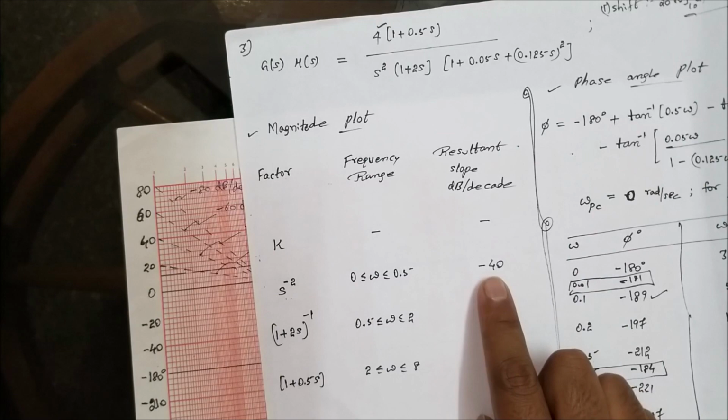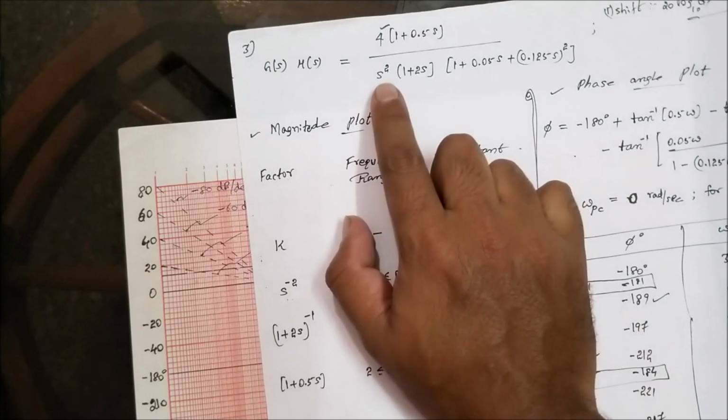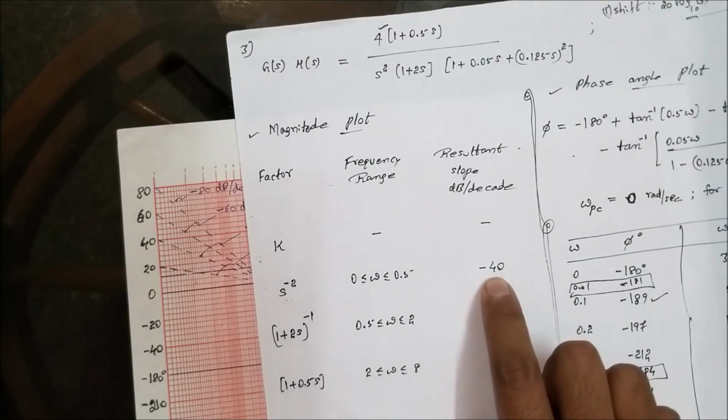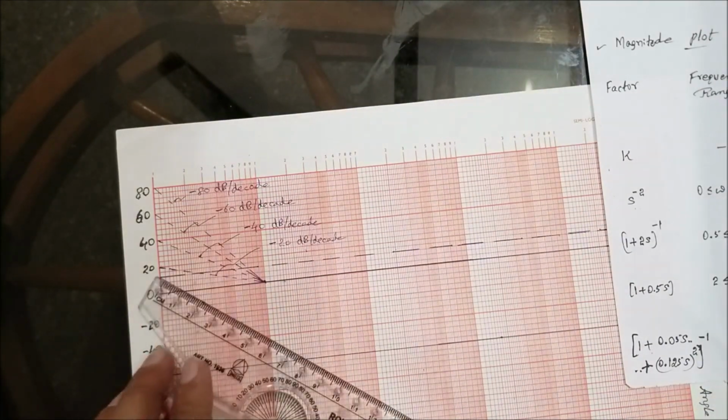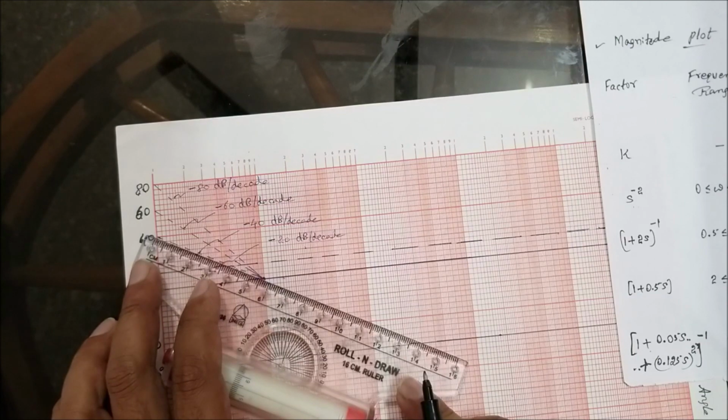The very first line that I have is minus 40 decibels per decade. That is for 2 poles at origin, so hence I should draw minus 40 decibels per decade. So offset the minus 40 decibels per decade. This is minus 40 decibels per decade. That is the starting line for me.